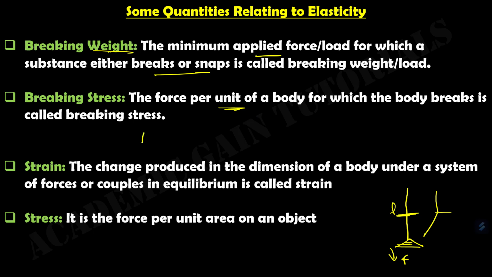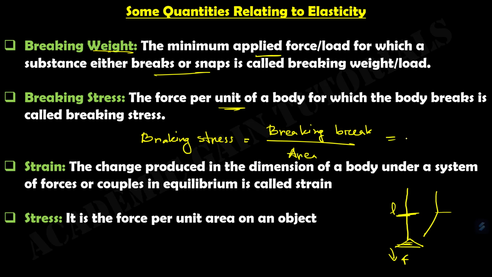So we can say that breaking stress is equal to the breaking weight, for which the material breaks, divided by the area of the body. So this is our breaking force or breaking load, and this is the area, the cross sectional area of this pipe or of this material. So this is the main concept of breaking stress.